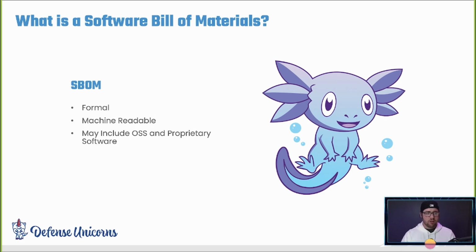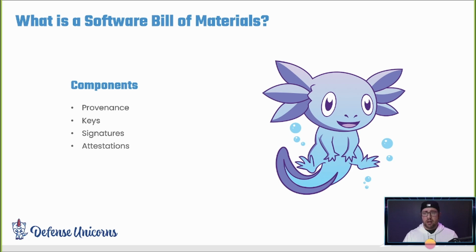So SBOMs are formal. There are many different formal dialects of SBOM, and multiple are supported by Zarf. They're machine readable and can be included for both open source and proprietary software. Software bill of materials is made up of a set of components: you have software provenance, you have keys, signatures, and attestation. We'll talk about each one of these, what they are, and how they fit into software supply chains.